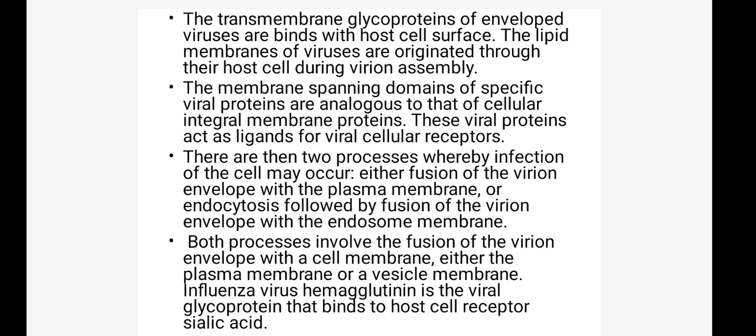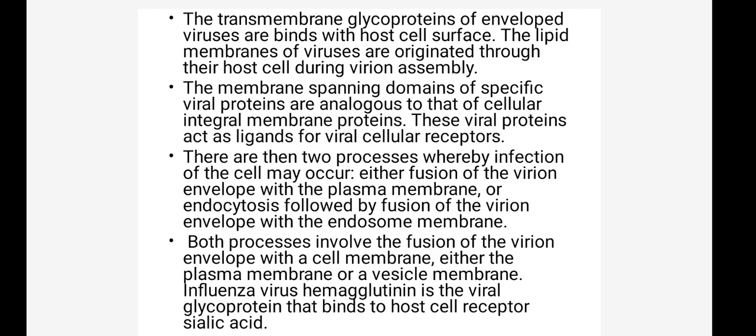There are two processes whereby infection of the cell may occur: either the fusion of the virion envelope with the plasma membrane, or endocytosis followed by the fusion of the virion envelope with the endosome membrane. Means either the fusion is carried out at the plasma membrane, or it may be with the endosomal membrane. Both of these processes involve the fusion of the virion envelope with the cell membrane, either the plasma or the vesicle membrane.